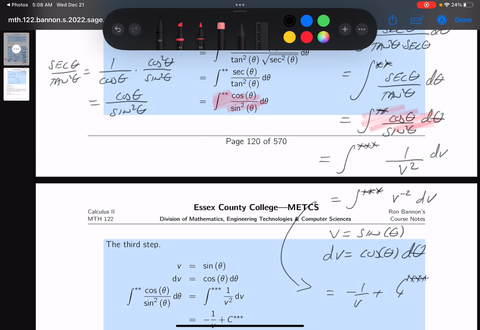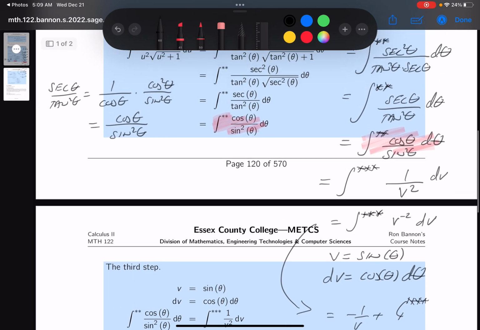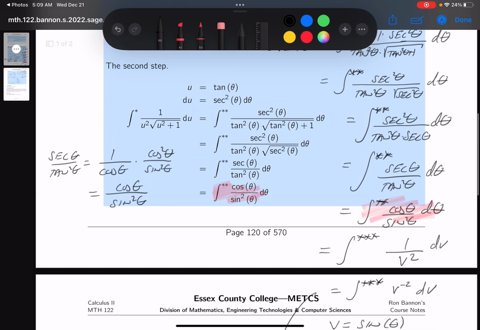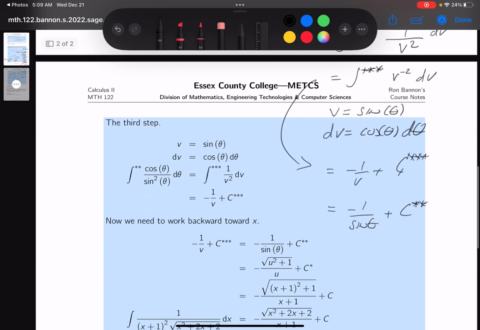That's the three stars, by the way. I've got to go backwards now, one step at a time. It's going to be minus 1 over, well, what's v? It's sine theta. Now I've got to remind myself what I'm trying to get back to: the x's. I've got to remember something about this theta problem. I remember that u is equal to tangent of theta.